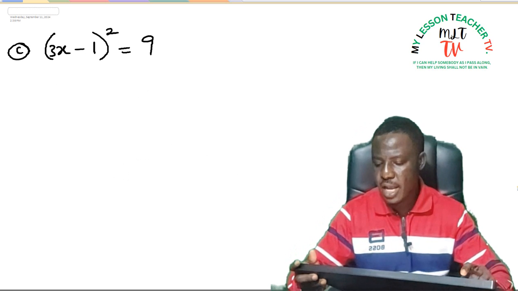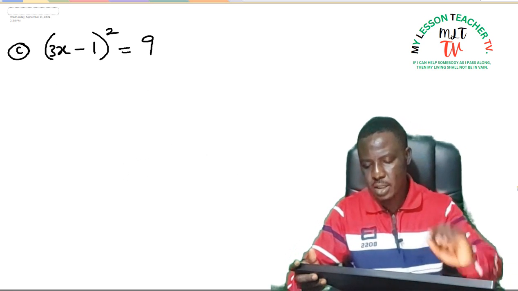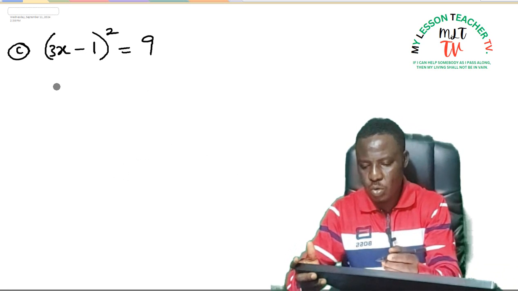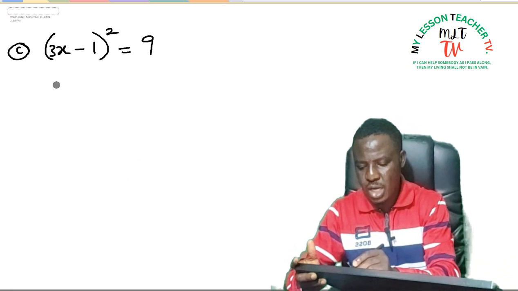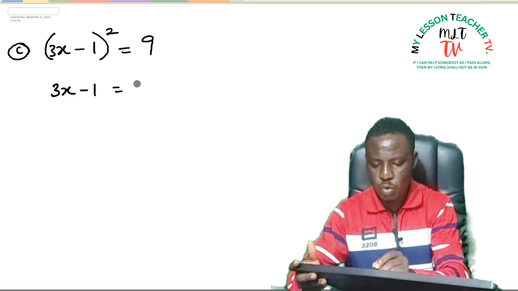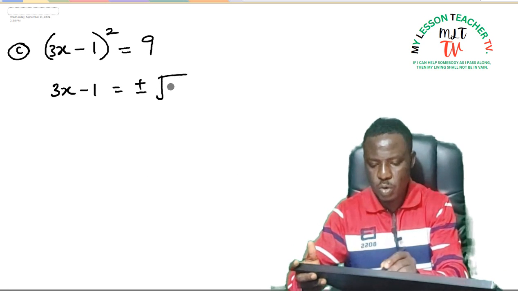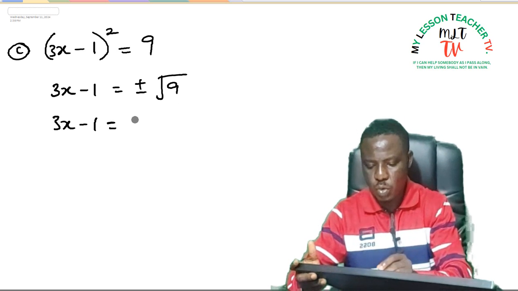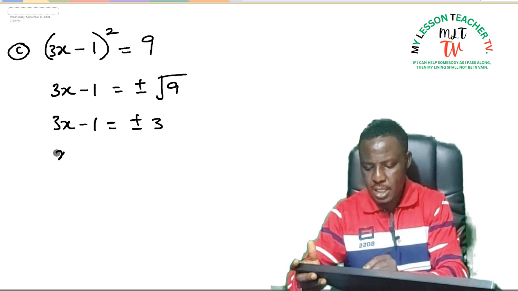C, we have 3x minus 1 all squared is equal to 9. You do the same as we have done for A and B by finding the square root of both sides. When you do that on the left hand side, you are left with 3x minus 1 to be equal to plus or minus square root of 9. So 3x minus 1 is equal to plus or minus 3, for root 9 is 3.